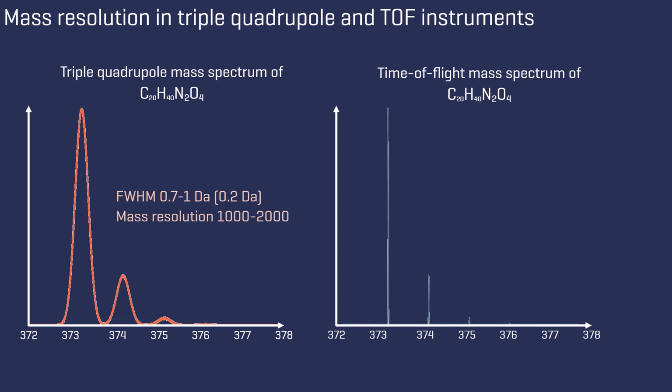On the right, you can see the same compound as it is observed in a time-of-flight instrument. TOF instruments are recognized for their high resolving power. The observed peak width is typically around 0.01 to 0.02 daltons for smaller molecules, achieving mass resolutions of 10,000 to 50,000 at full width at half maximum.